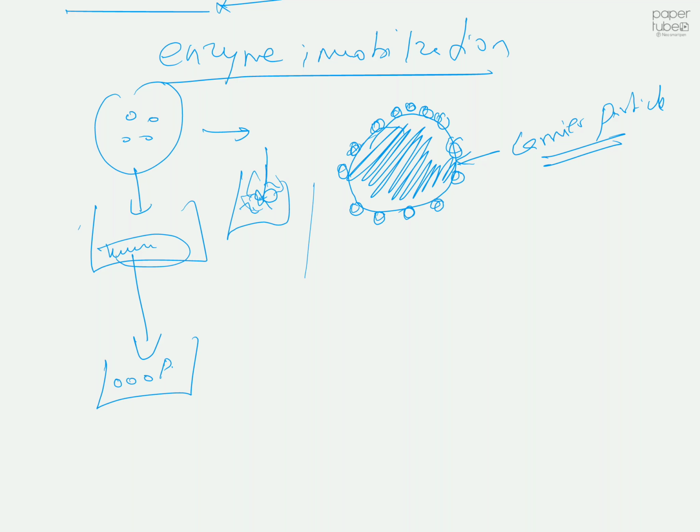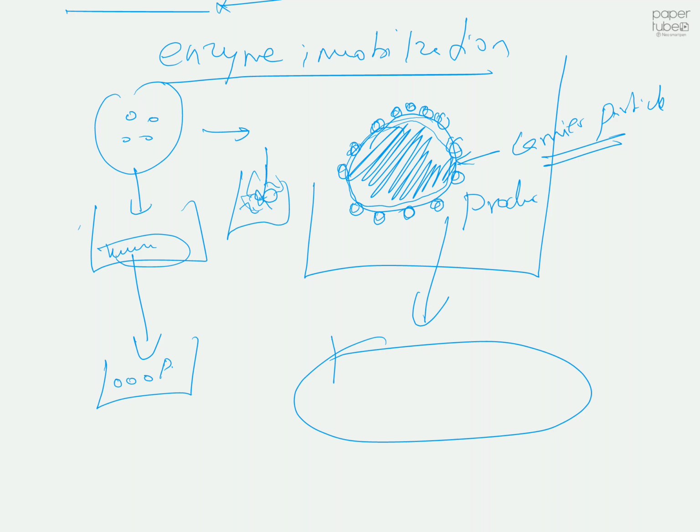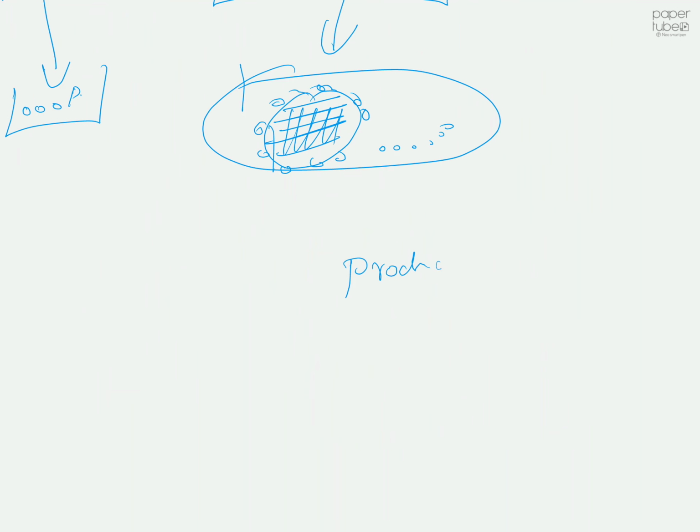Imagine your solution contains enzymes attached to this big solid particle plus your products. We can easily filter them. Imagine this is your filter paper; you can easily filter them because these solid particles are bigger than the pores of your filter paper. So you get your pure product at the bottom.